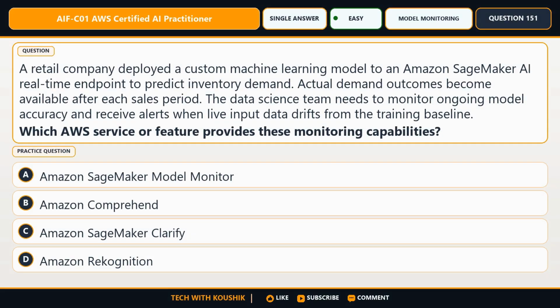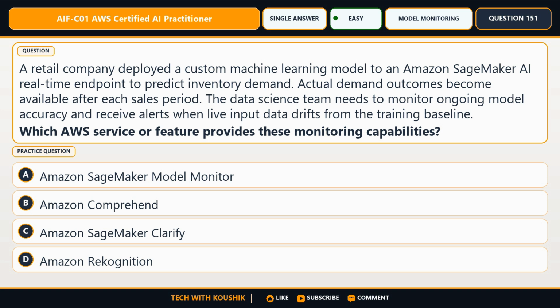Question number 151. Find the decisive clue before choosing. Look for the wording that eliminates the distractors. A retail company deployed a custom machine learning model to an Amazon SageMaker AI real-time endpoint to predict inventory demand. Actual demand outcomes become available after each sales period. The data science team needs to monitor ongoing model accuracy and receive alerts when live input data drifts from the training baseline. Which AWS service or feature provides these monitoring capabilities?